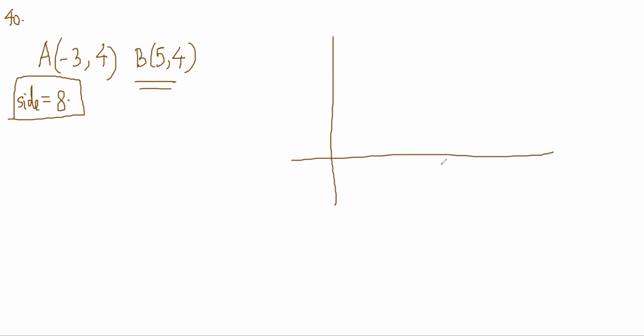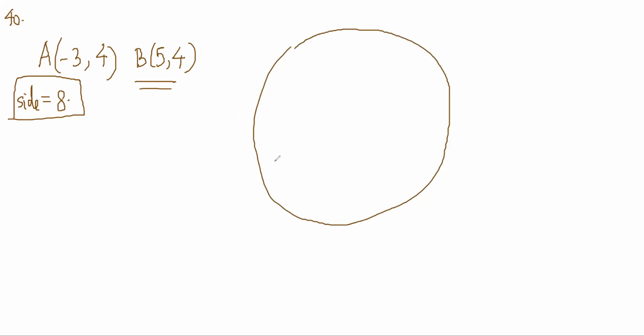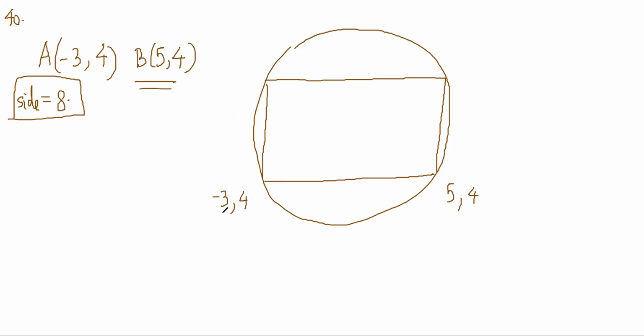So let's first draw the circle. Suppose we draw a circle, and in this circle we'll draw this rectangle. This is minus 3 comma 4. And 0, 0 is somewhere here, right? And one of the diameters' equation is given.